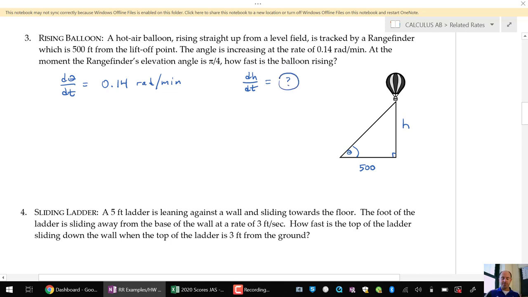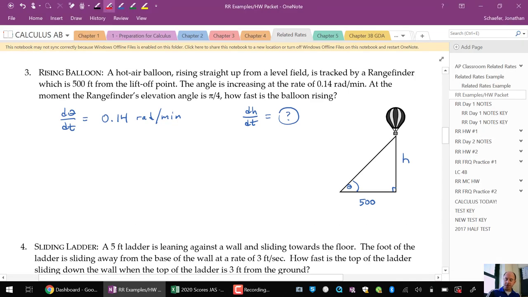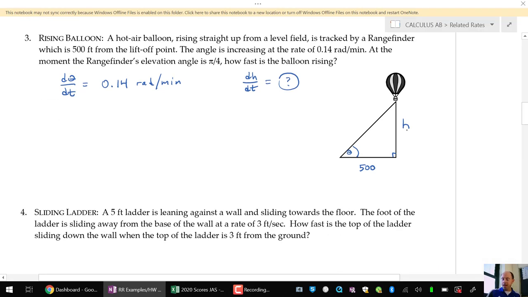There's my unknown rate. So now what I want to do is somehow relate h and theta with some sort of equation. What equation out there, a geometry equation, maybe a trigonometry equation, an algebraic equation? Well, how about we use trigonometry? I have an angle, and I have a side opposite and a side adjacent. If I think about SOHCAHTOA, that's going to sound very much like the tangent ratio. So the tangent of theta is equal to opposite over adjacent.